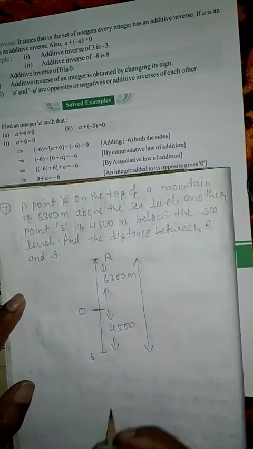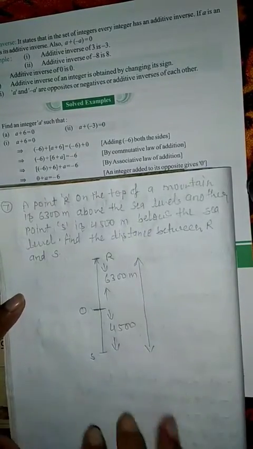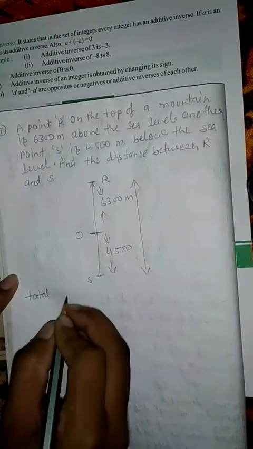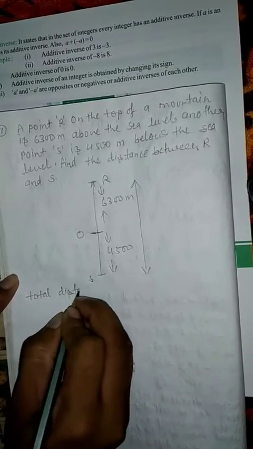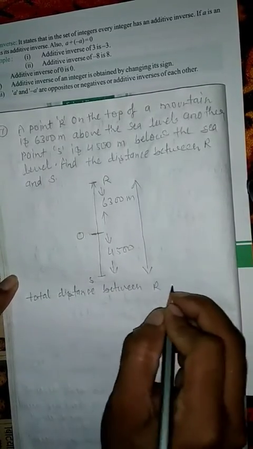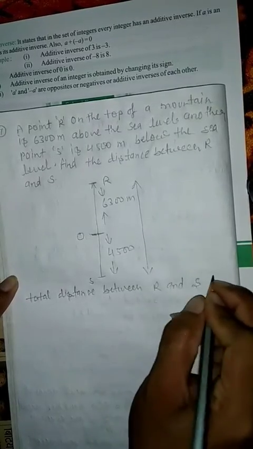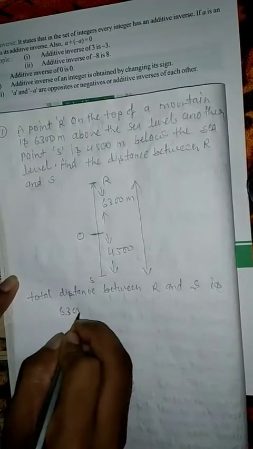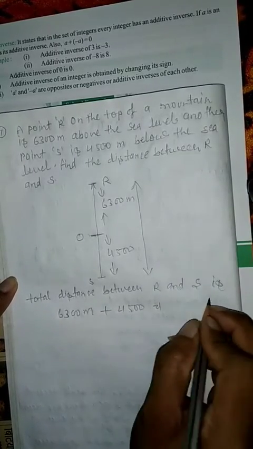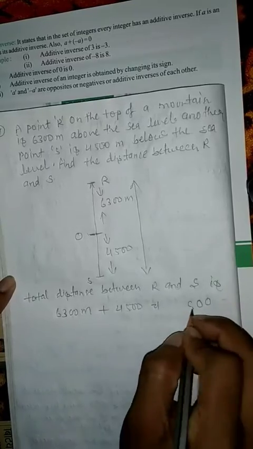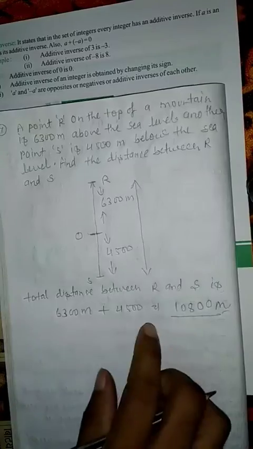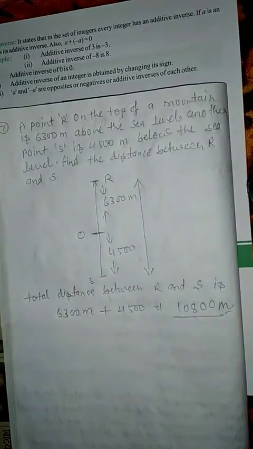How can we find it? Simple, add both values. So we write: total distance between R and S is 6300 meters plus 4500 meters. 0 0, 5 plus 3 is 8, and 6 plus 4 is 10. So 10,800 meters is the total distance from R to S. So this is the answer.